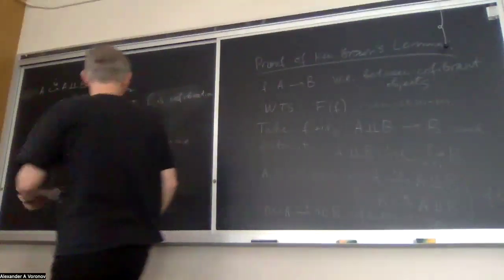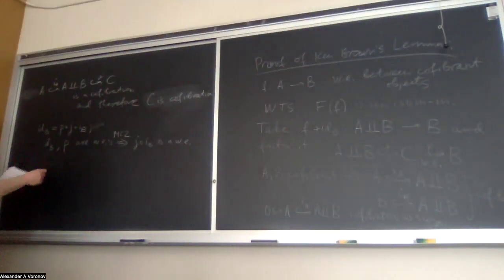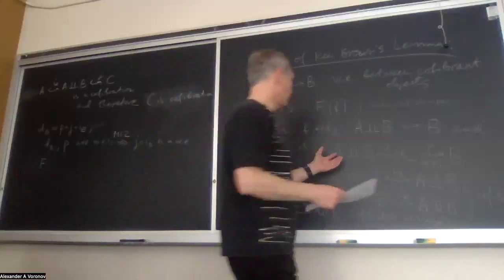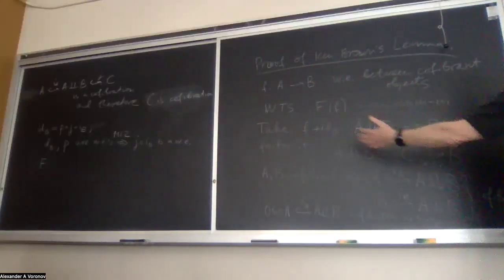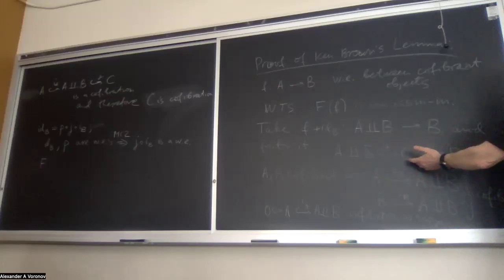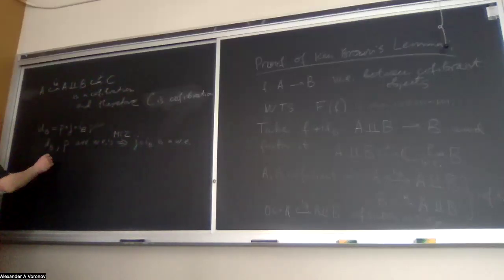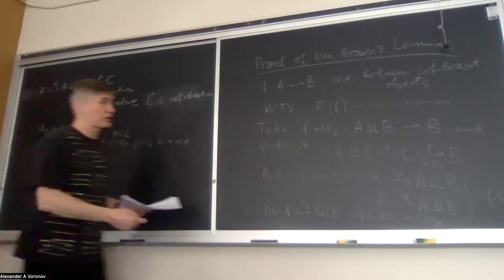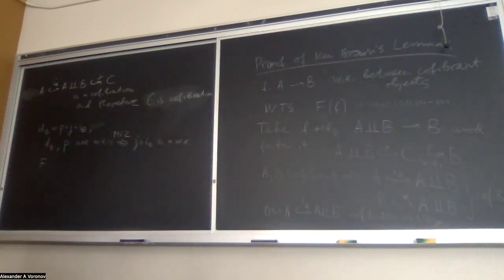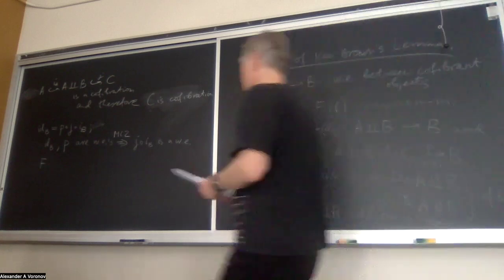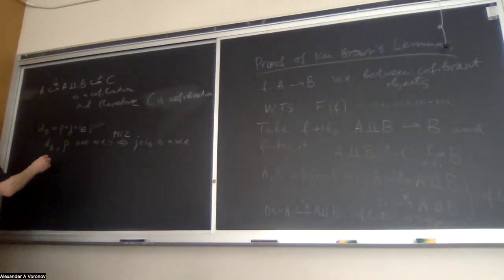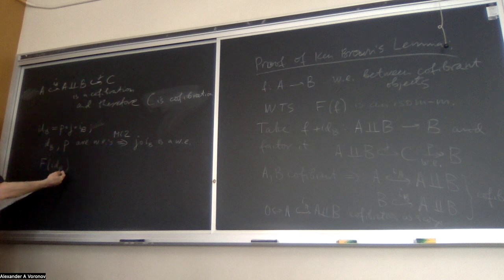Okay, and then we can apply F. So it's all cofibrant objects, like A, B, well, in this case, B, A product B, C, and B. Everything is cofibrant. Okay. So we apply F, and we know that F sends acyclic cofibrations between cofibrant objects to isomorphisms. And so, therefore, yes, F of identity, that's an acyclic cofibration.